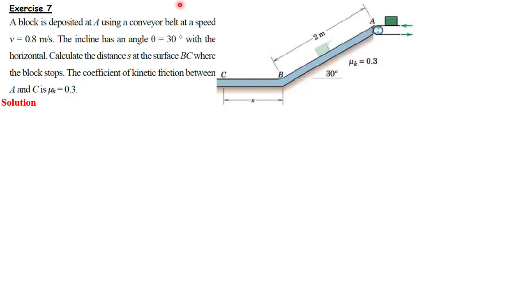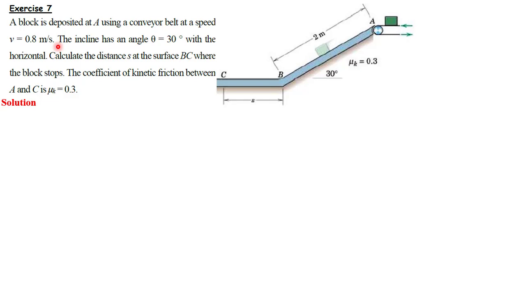So V at A is equal to 0.8 meter per second. The incline has an angle theta equal 30 degrees with the horizontal. So A will go through this incline. So from A to B, the incline makes an angle theta equal 30 degrees with the horizontal.